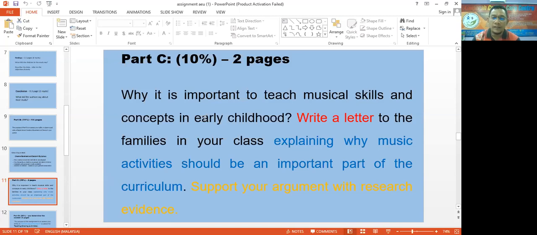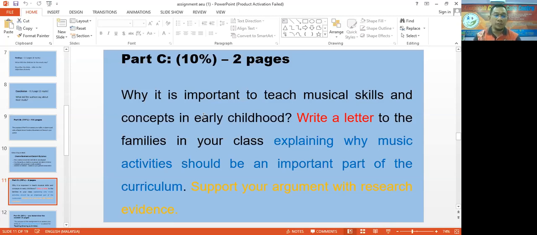Explain why it is important for the children's socialization, and for the children's improvement in the kinesthetic area. You can refer to Gardner's intelligences for that. And why music activity should be an important part of the curriculum. This is one part of the preschool curriculum, so you need to explain it to the parents and the families, and then support your argument.